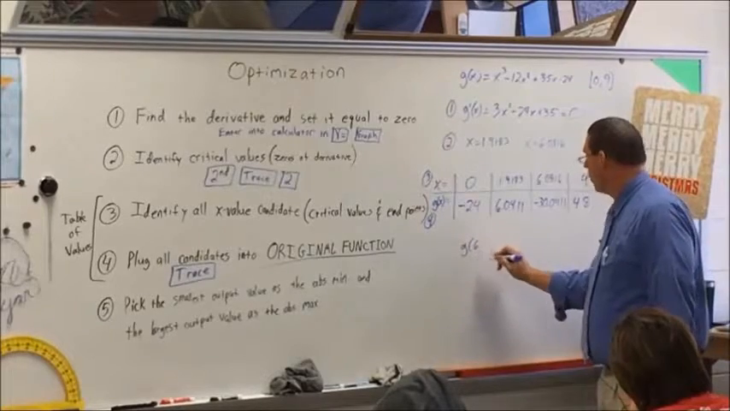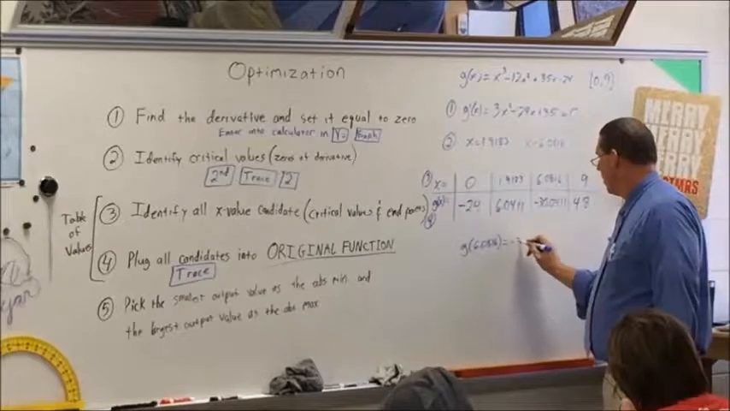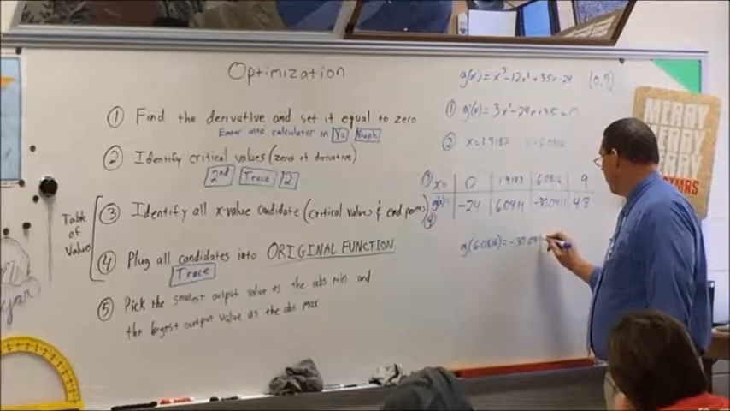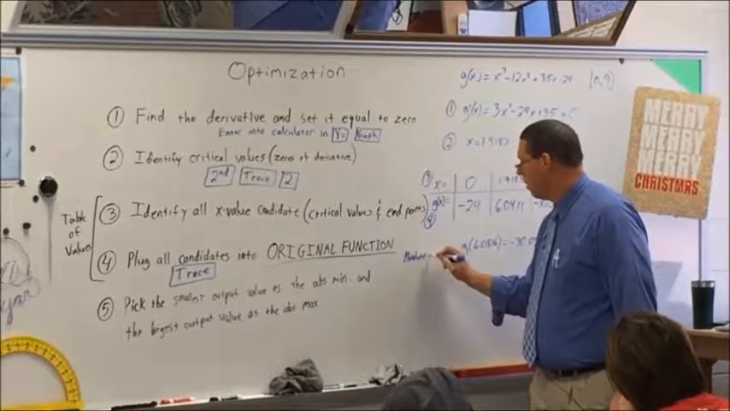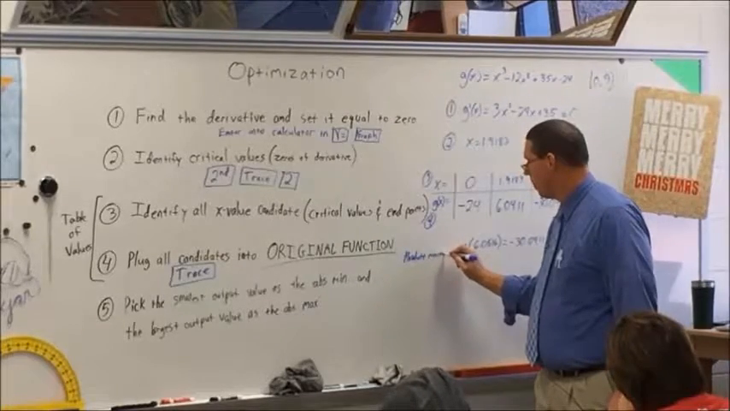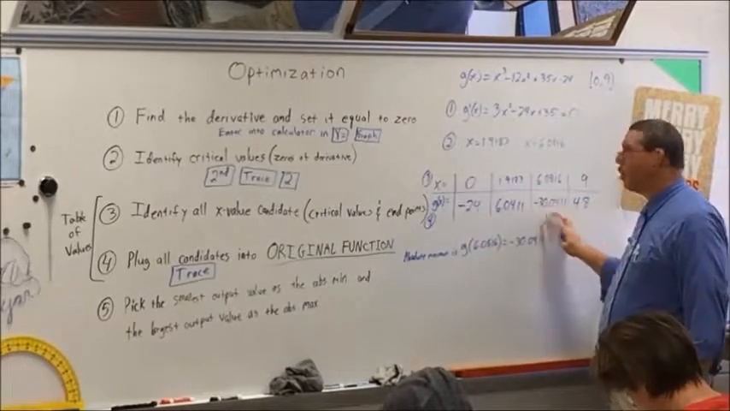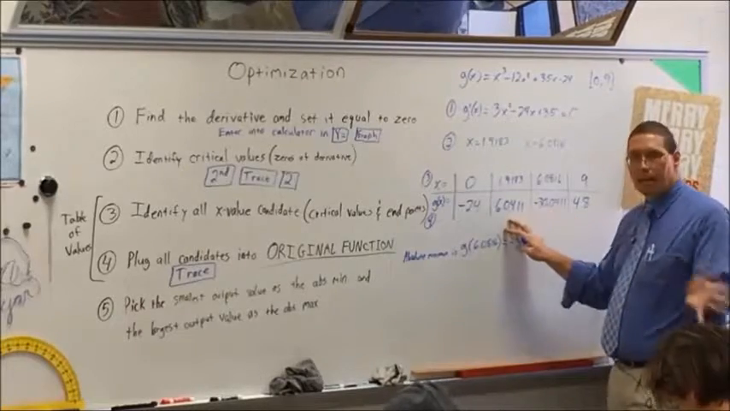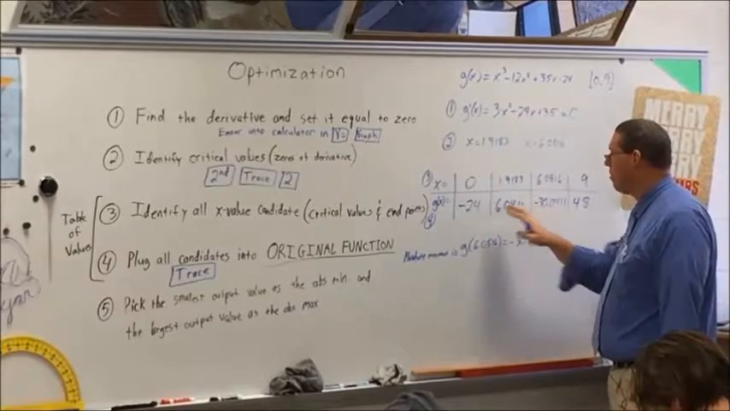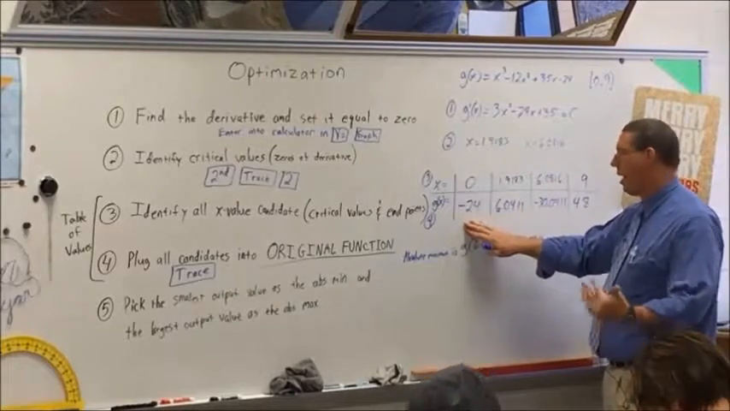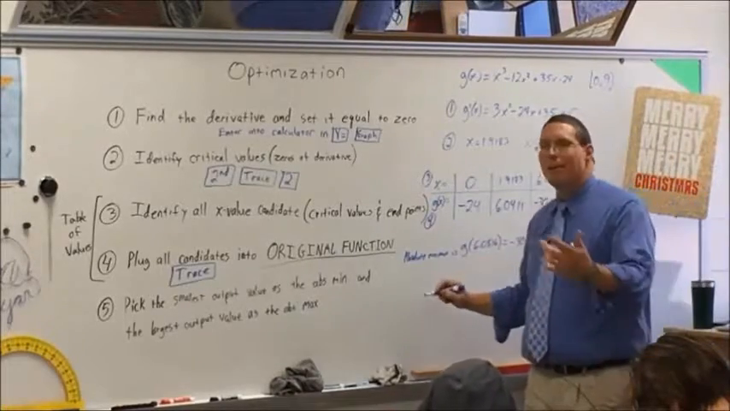G of 6.0816 equals negative 30.0411. So, absolute minimum is, okay? Because we have negatives, the positives can't be the minimums. We have 2 negatives, so we're looking for the negative with the largest magnitude. Negative 24 is not as low as negative 30 is. Absolute minimum. Right? Minimum, yeah.